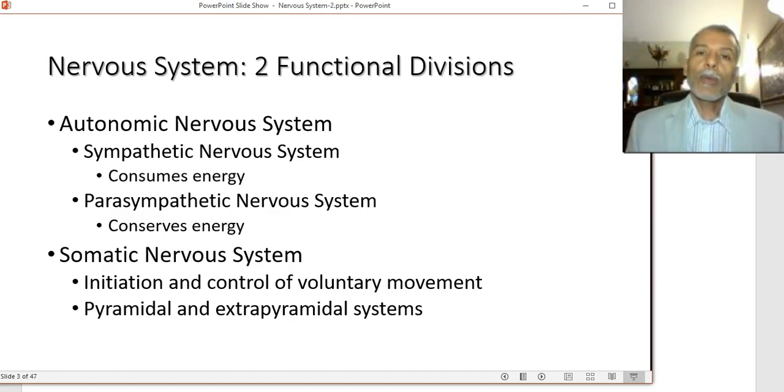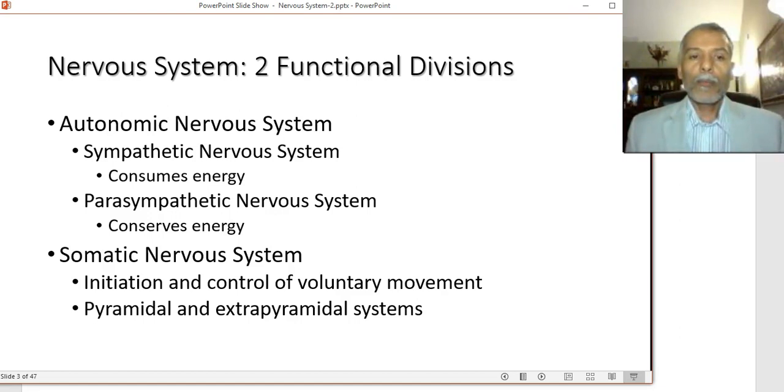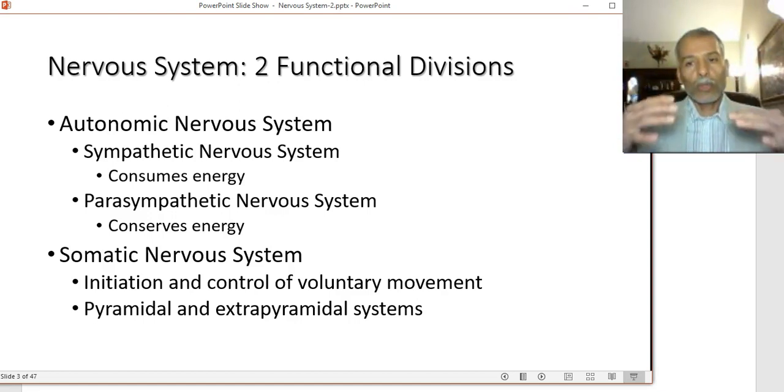So the autonomic nervous system has two secondary divisions. One is called the sympathetic, and one is the parasympathetic. The sympathetic is the one that consumes energy. Whenever you think, whenever you do anything, you consume a lot of energy. So the parasympathetic is the one that tries to calm you down, to conserve energy consumption.